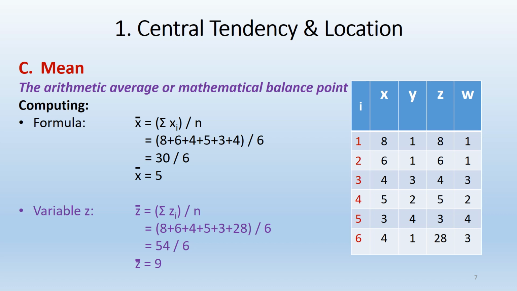So we sum up all the values of z, divide by the sample size of 6. We add them up, we get a sum of 54 divided by 6. And sure enough, now the mean for variable z is 9. Think about that. Now let's compare the mean for x versus z. That single outlier almost doubled the value of the mean. That's going to become a disadvantage for the mean.